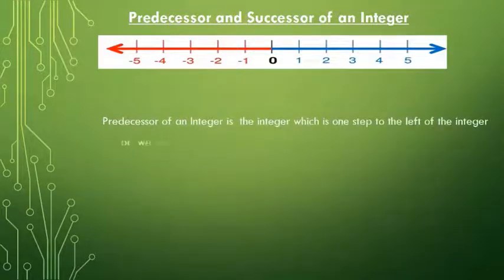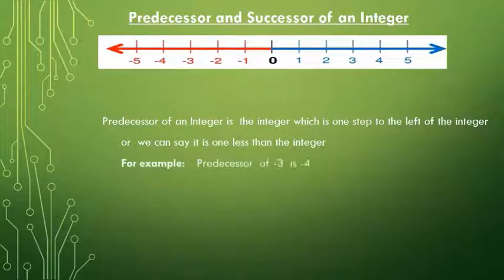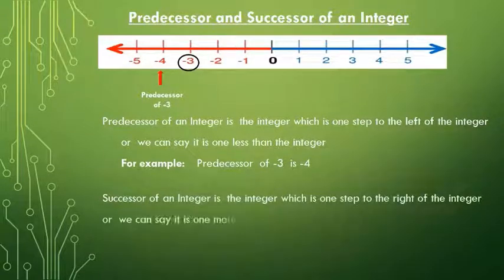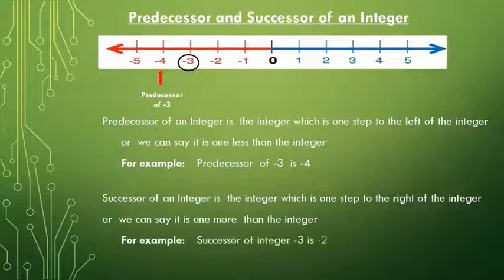Predecessor of an integer is the integer which is one step to the left of the given integer, or we can say it is one less than the given integer. For example, predecessor of -3 is -4. Successor of an integer is the integer which is one step to the right of the given integer, or we can say it is one more than the given integer. For example, the successor of the integer -3 is -2.